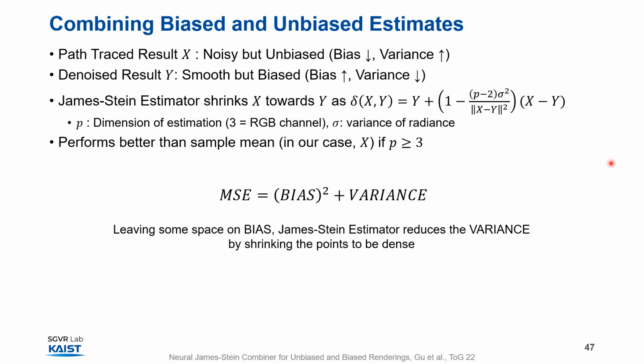The intuition comes from balancing the bias and the variance of the two results. For example, MSE loss can be represented as a sum of squared bias and the variance. We normally think that reducing the bias will lead to lower loss, but reducing the variance is also important. So, the James-Stein estimator reduces the variance efficiently while leaving space on the bias term, resulting in a lower error rate.